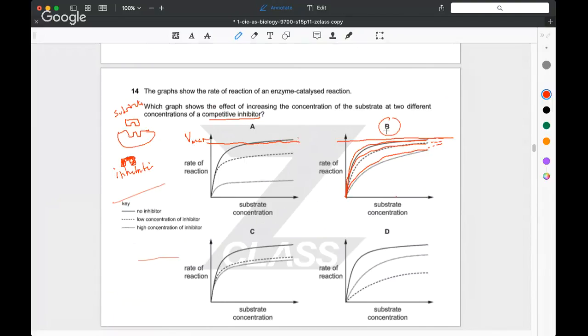And the examiner said for question 14 that only about half the students were able to work this question correctly by working with ideas of Vmax, saturating the active sites of the enzyme, and the competitive behavior of the inhibitor, and how eventually it's crowded out by the increasing substrate concentration, such that the competitive inhibitor has minimal effect, and the graph trends towards Vmax again.